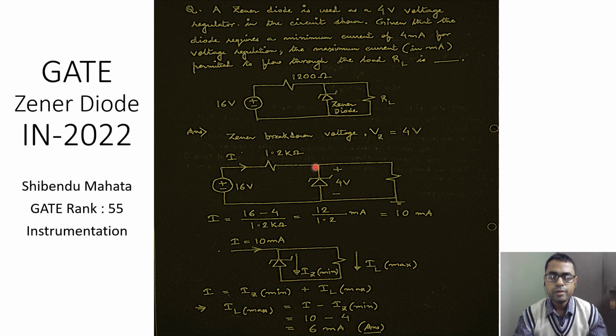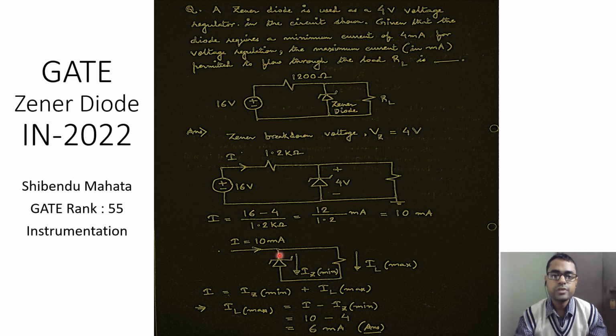Now this is a constant value because the 16 volt source is fixed, as well as this 4 volt drop across the Zener diode, and therefore we have a constant flow of 10 milliampere up to this node, following which it gets branched into this part and the one through the resistance RL. Since we are interested only in the maximum current flow through the load, note that this current will be maximum only if the current through the Zener diode is minimum.